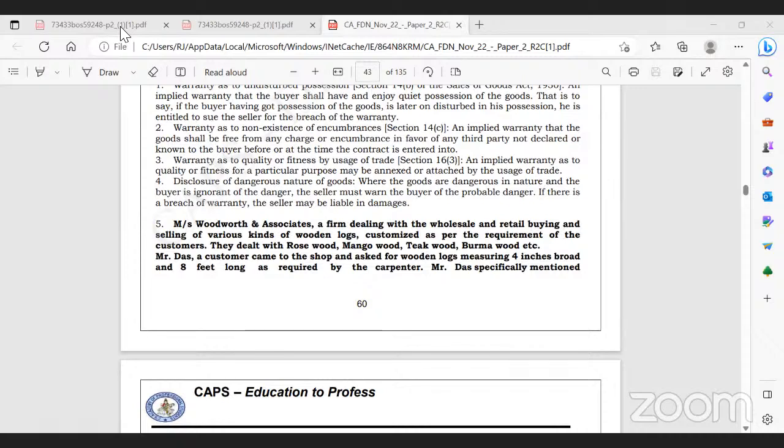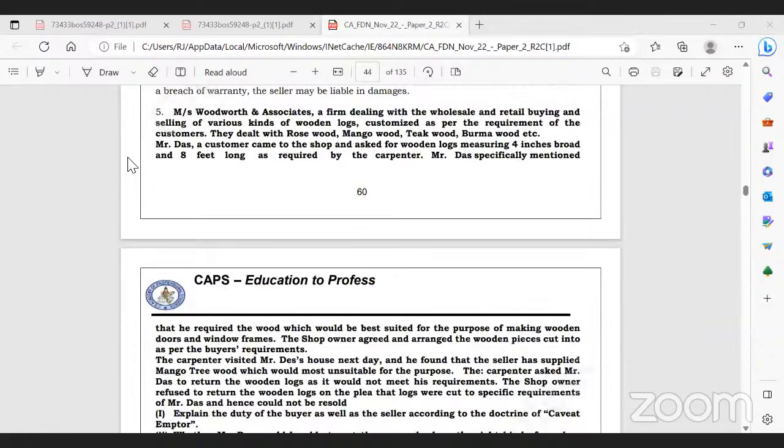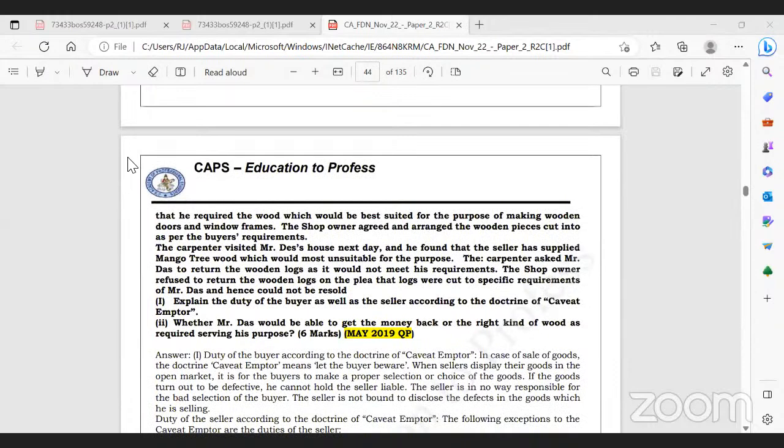Messrs Woodworth and Associates, a firm dealing with the wholesale and retail buying and selling of various kinds of wooden logs, customized as per the requirement of the customers. They dealt with rosewood, mango wood, teak wood, Burma wood, etc. Mr. Das, a customer, came to the shop and asked for wooden logs measuring 4 inches broad and 8 feet long as required by the carpenter. Mr. Das specifically mentioned that he required the wood best suited for making wooden doors and window frames. The shop owner agreed and arranged the wooden pieces cut as per the buyer's requirements.